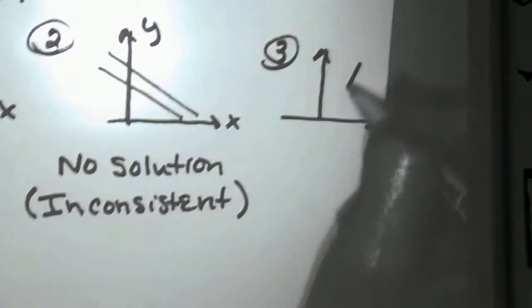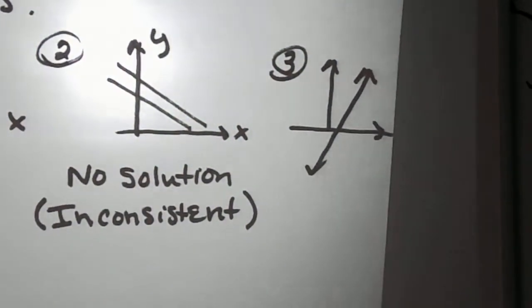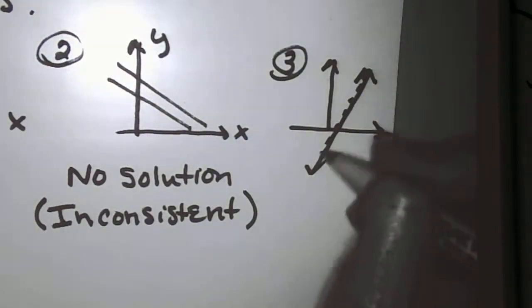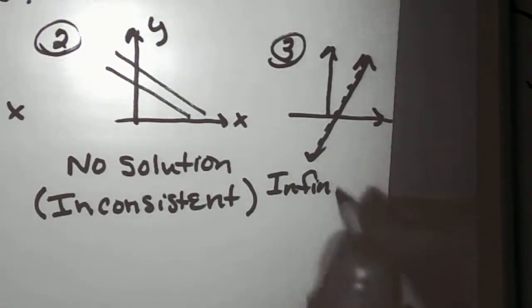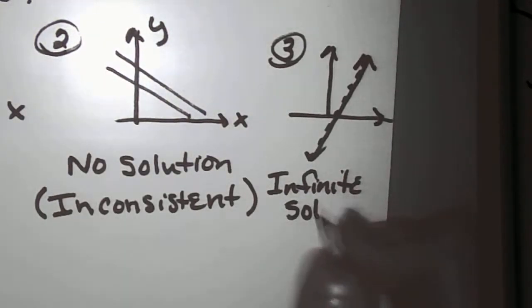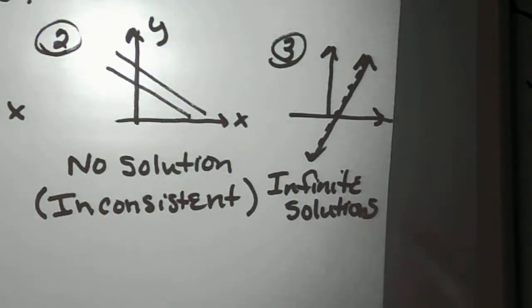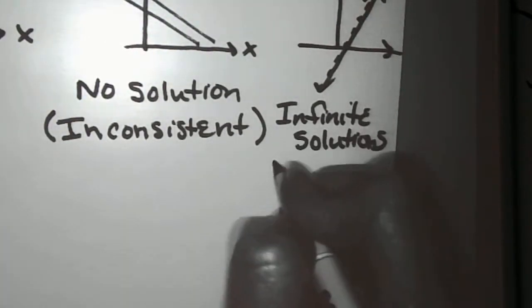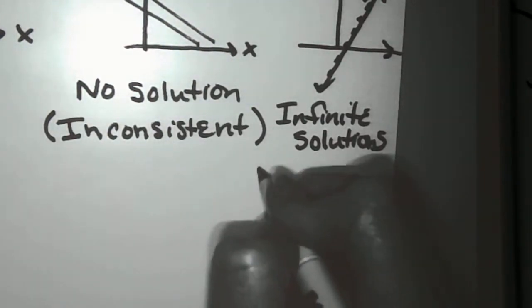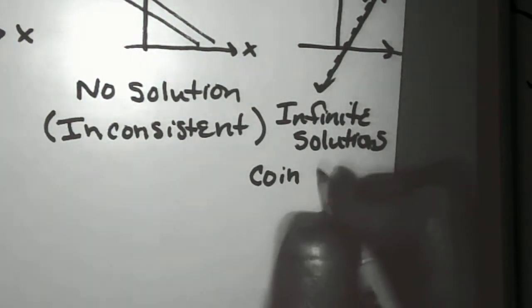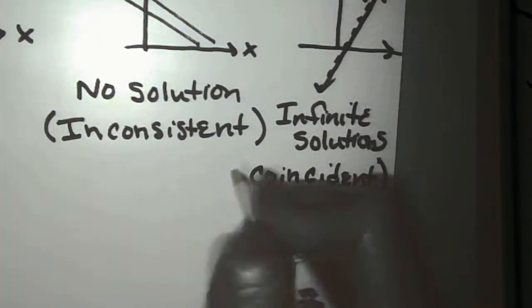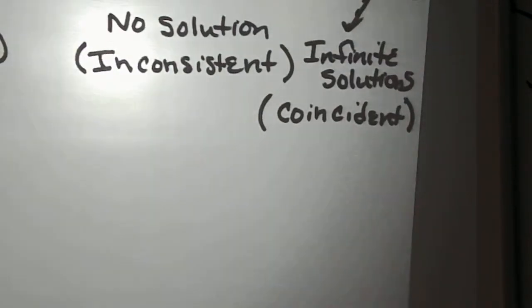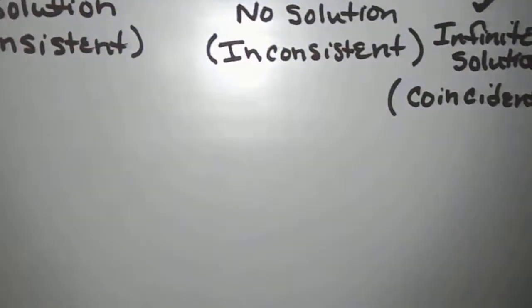So let's see if we can draw line number 1, and then if we draw line number 2 right on top of it, we have infinite solutions. And your PreCal book calls this condition coincident. So I want to show you an example of one of each of those kinds using substitution.